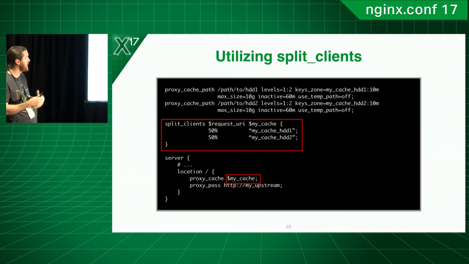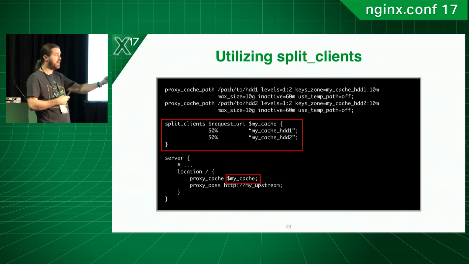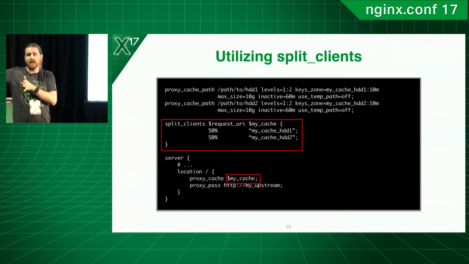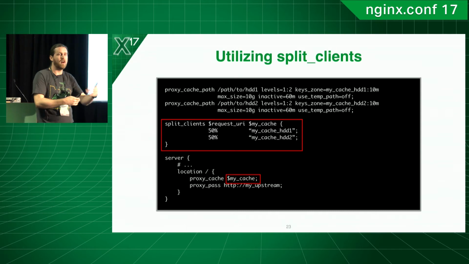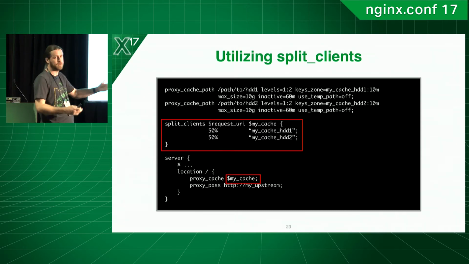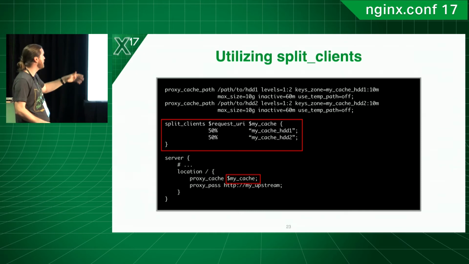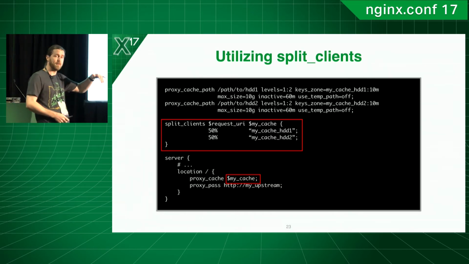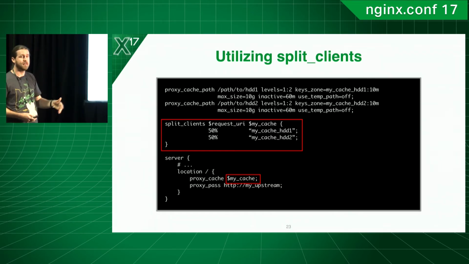When that request URI is hashed, depending on where it sits in that range of buckets, so 0 to 100,000 and 101 to 200,000, it's going to set a variable dynamically on the fly. So it's basically just a randomized hashed variable with a set percentage. This is commonly used for A/B testing, right? Maybe you want to send 5% to one upstream and 95% to another upstream. But it can be used for other things.